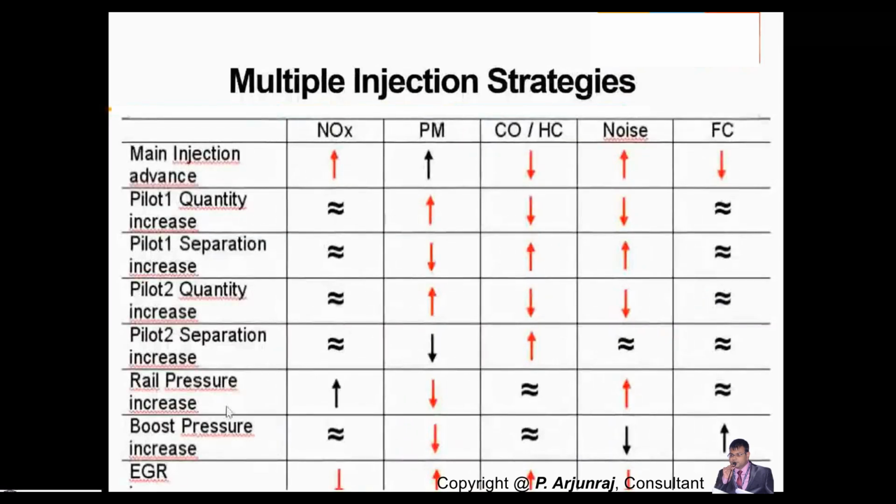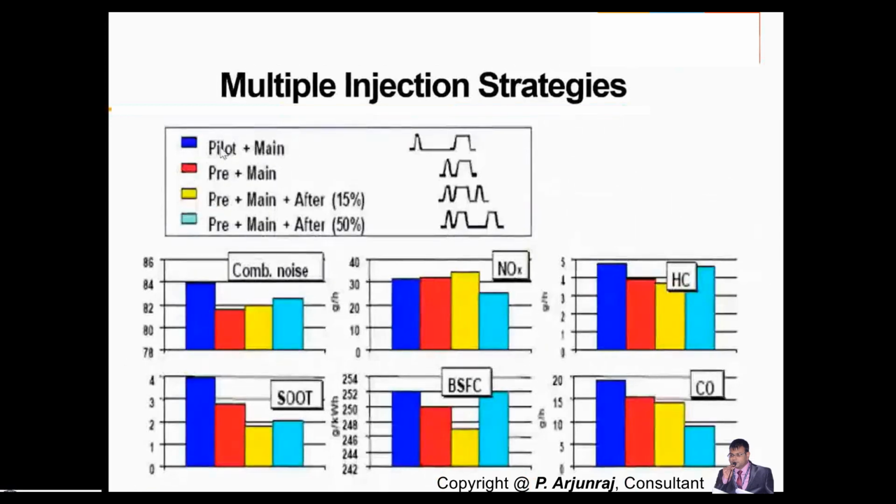You can also increase the rail pressure, and when you increase the rail pressure, your injection pressure gets increased. You get less particulate matter, but high NOx and high noise. When you increase the boost pressure of your engine, you get less particulate matter, no influence on NOx, carbon monoxide and hydrocarbon, and less noise. But your mileage is going to be lesser, and fuel consumption will be higher. The most important thing is that you need to play with the quantity of pilot and main injection. The way you play with it will influence the emission norms.